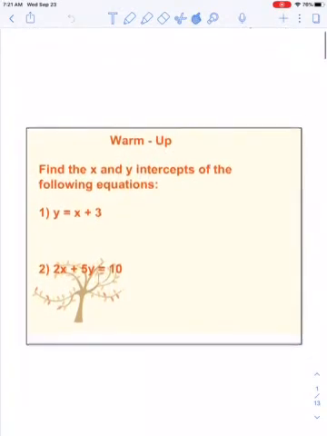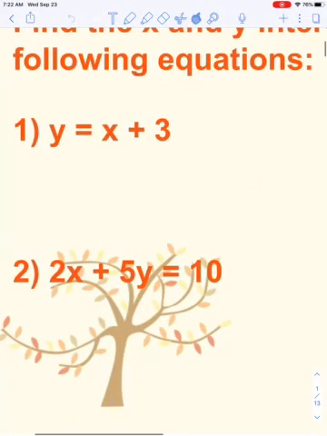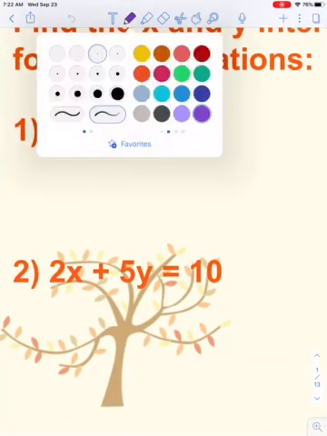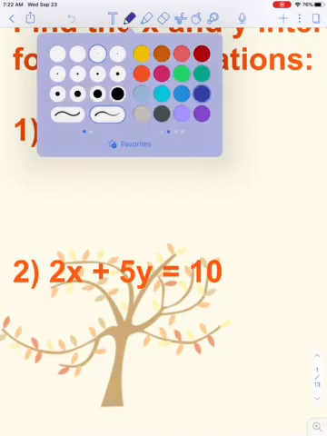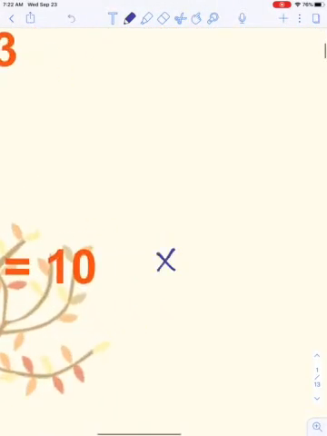All right, so we are going to do section 4.5. The warm-up just asks us to find the x and the y intercepts. You can do the first one, so you can pause it and do the first one on your own, and then I'm going to go ahead and do the second one.